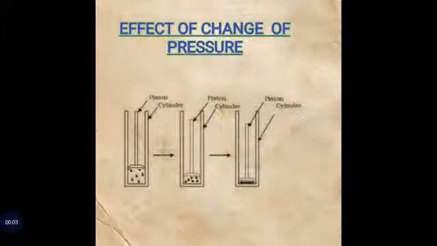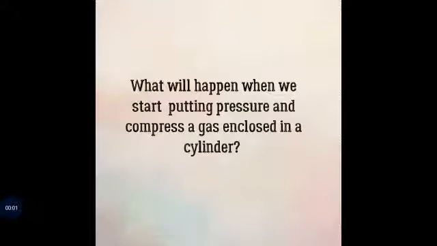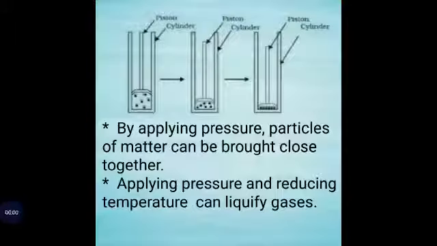Effect of change of pressure. Here we are going to learn how the application of pressure makes changes in the states of matter. We learned that the difference in various states of matter is due to the difference in the distance between the particles. What will happen when we start putting pressure and compress a gas enclosed in a cylinder? The answer is clear in this picture. When we apply pressure or compress any gaseous substance, the particles come close together and it is compressed completely into the cylinder. Then gradually it changes the state.